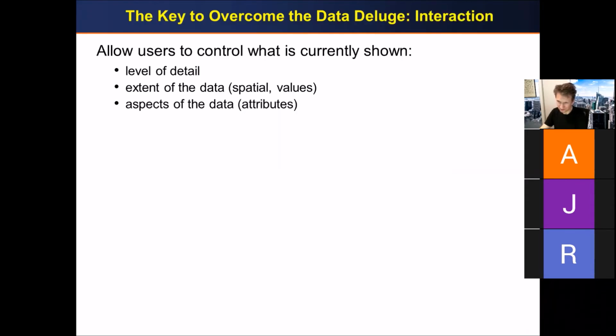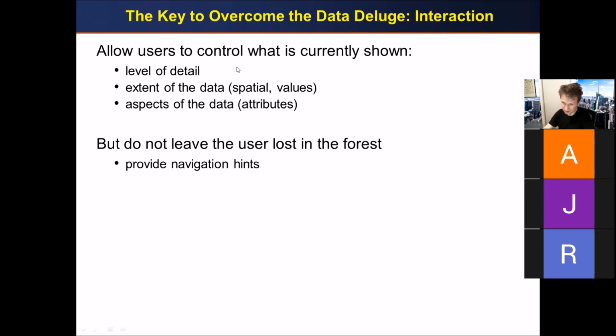So interaction is basically a way to allow users to control what is currently shown. You basically want to control the level of detail, the extent of the data, and the aspects. Extent is basically spatial and value, and the aspects are the attributes. Remember, we saw that before in a data context map. We showed the attributes, but we showed the data at the same time, and there was not a lot of detail. There was not a lot of data in this display, because not a lot of data was shown.